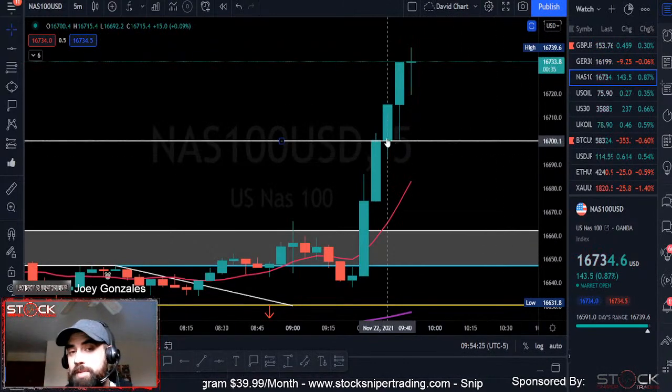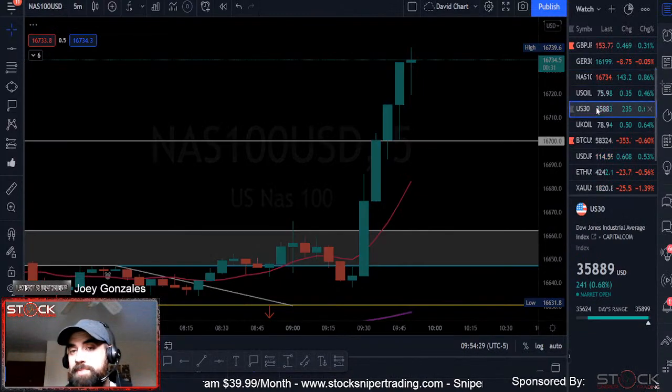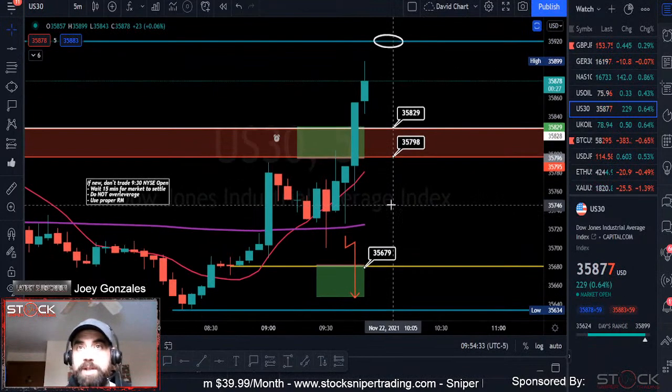16,700, and it pushed. See how it pushed and then retraced and walked up? It's a beast. NASDAQ was a beast, and same with US 30, guys. US 30 is almost making it to overall target.